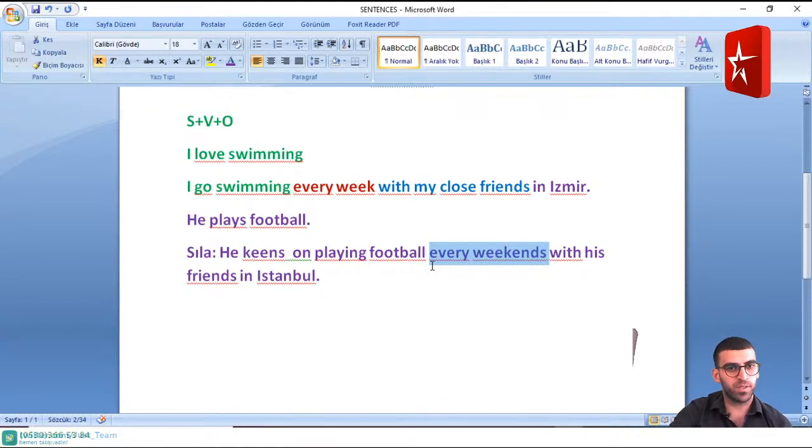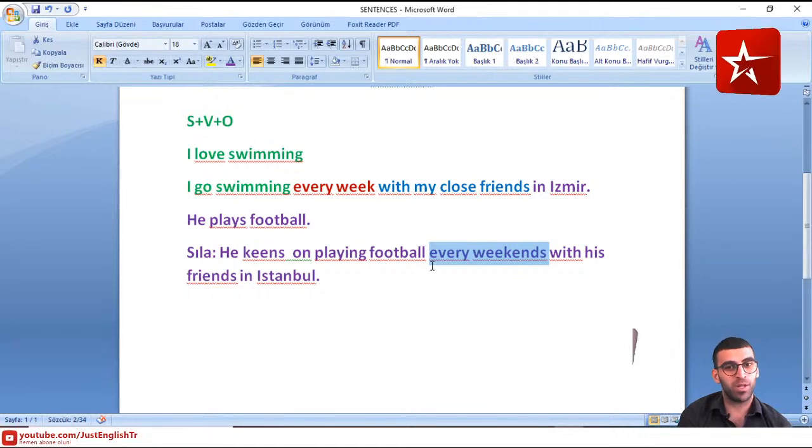Which one is better? Of course, the Sıla sentence is better because we have the detailed information. We gave the details to the listener. That is the thing. And he or she shouldn't ask the question, okay, how often does he play football? And we have to talk again.